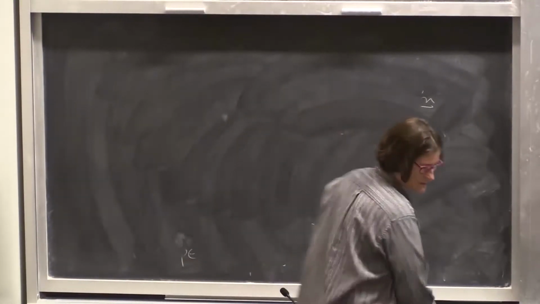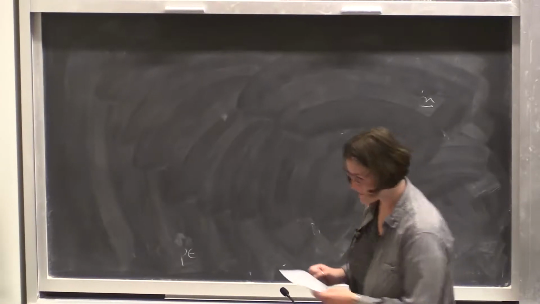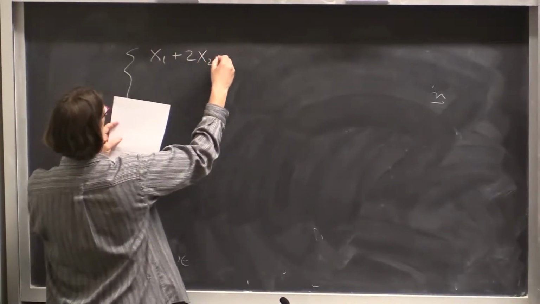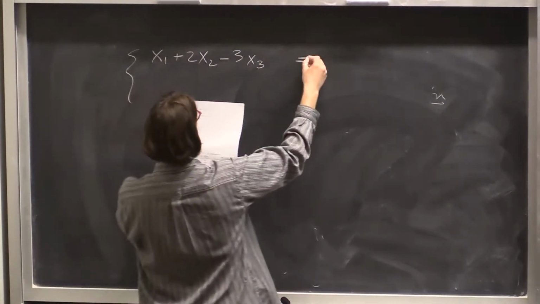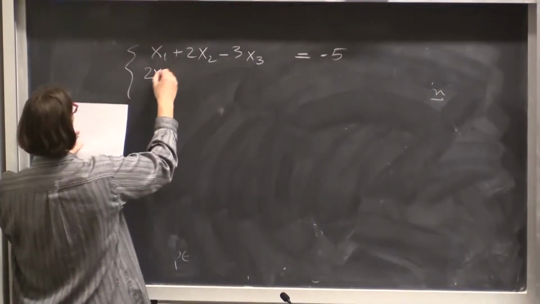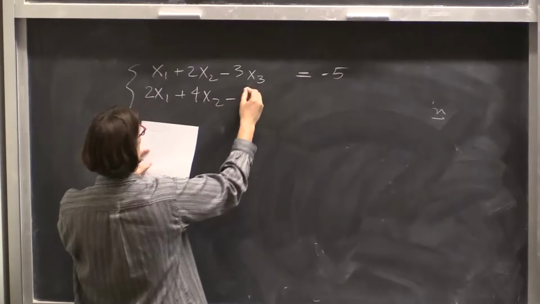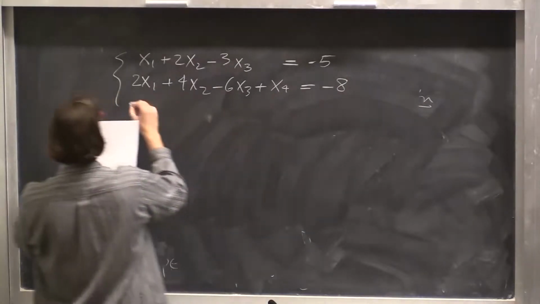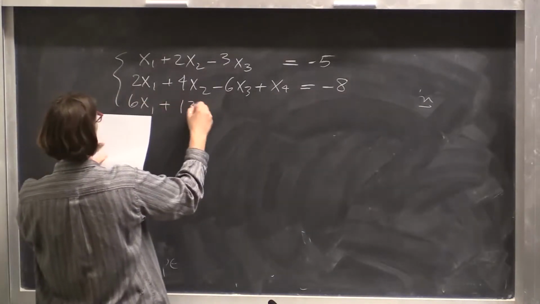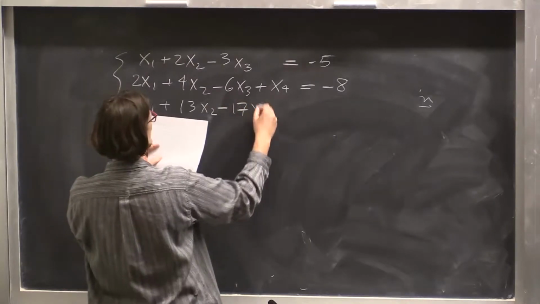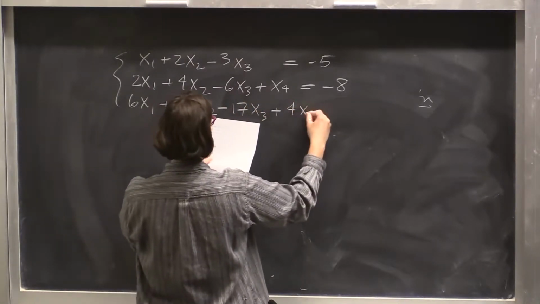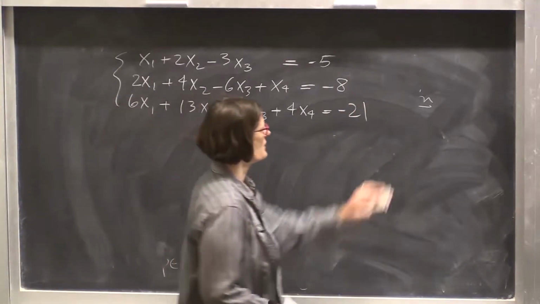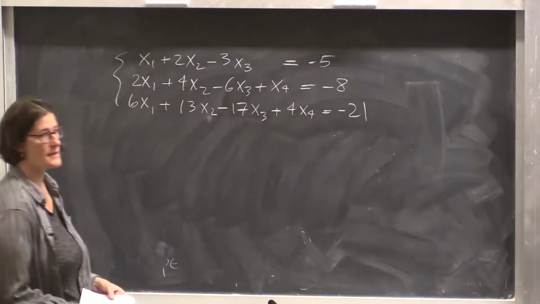Okay, so let's imagine you were asked to find all solutions of x1 plus 2x2 minus 3x3 equals minus 5, 2x1 plus 4x2 minus 6x3 plus x4 equals minus 8, 6x1 plus 13x2 minus 17x3 plus 4x4 equals minus 21. 3 equations, 4 unknowns.